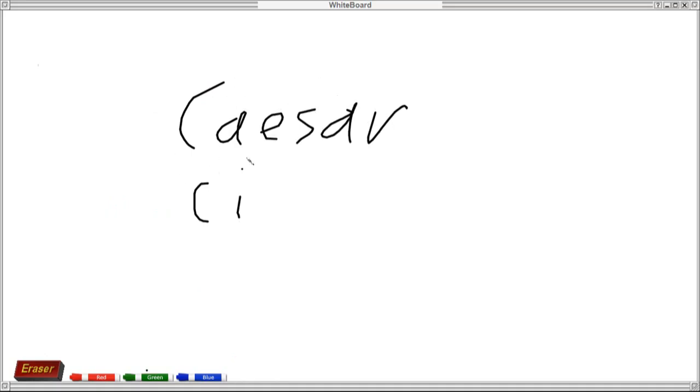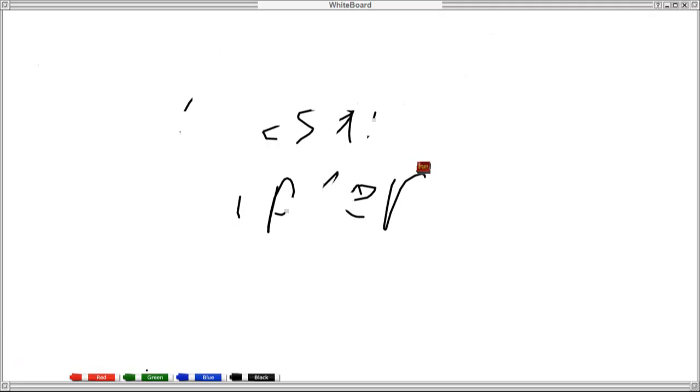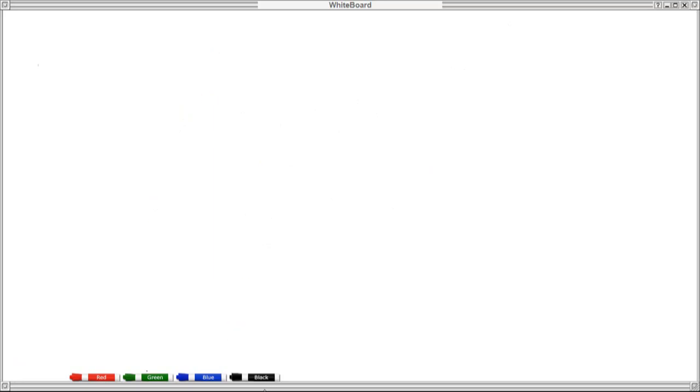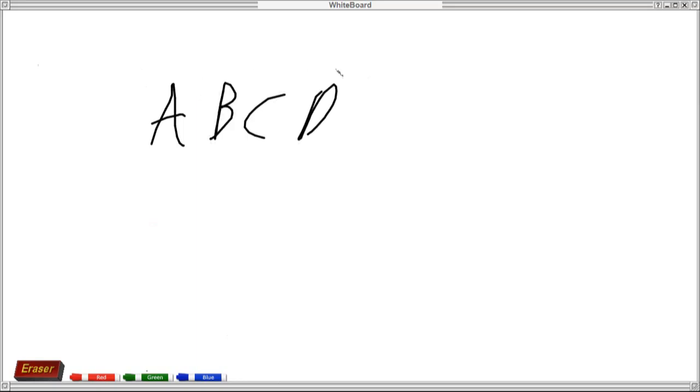Caesar cipher. And basically, what this was is pretty much it went like this. Suppose you have your basic alphabet: A, B, C, D, E, F, and so on, all the way to X, Y, Z.